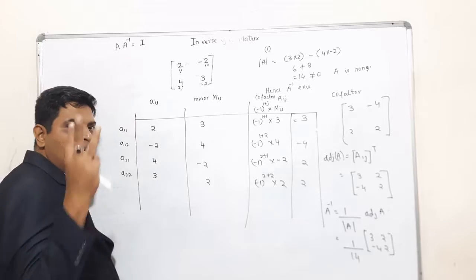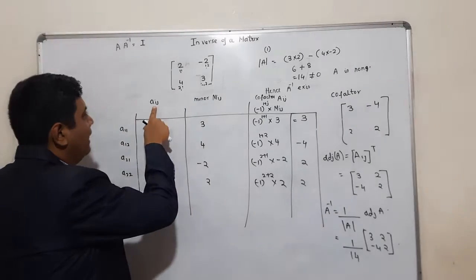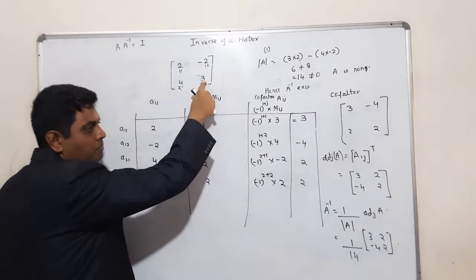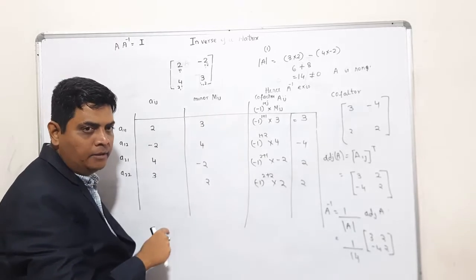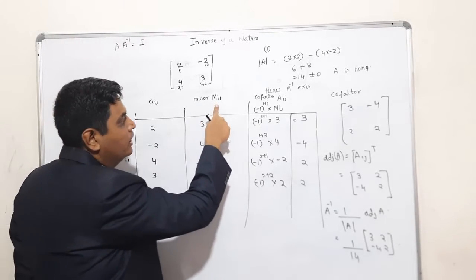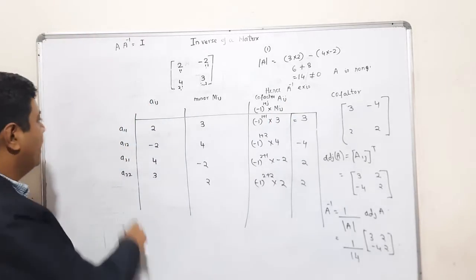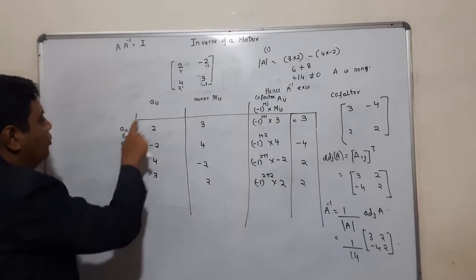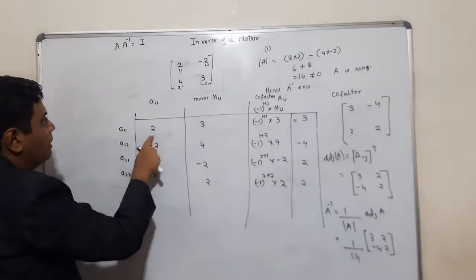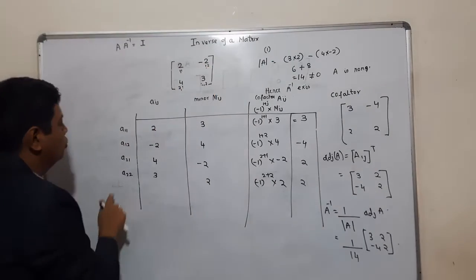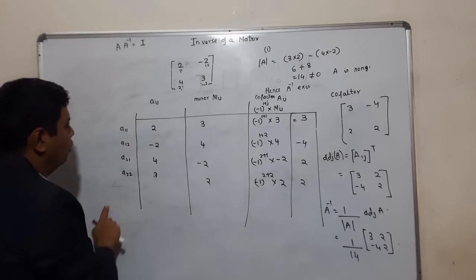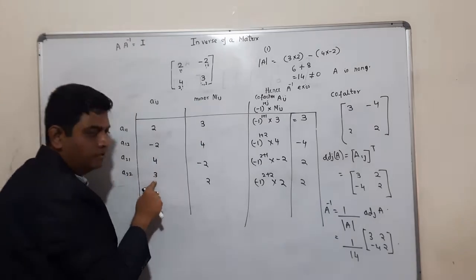Now you have to remember three concepts. One is your Aij, these elements. Next is the minor of Aij, denoted by capital Mij. Next is the cofactor, capital Aij. So I write down the elements Aij over here: A11 is 2, A12 is minus 2, A21 is 4, and A22 is 3.